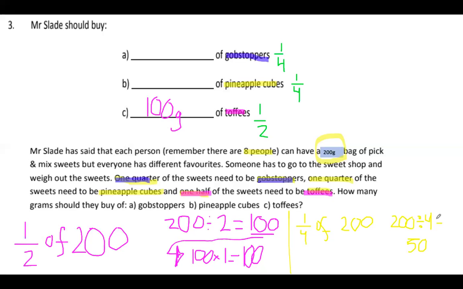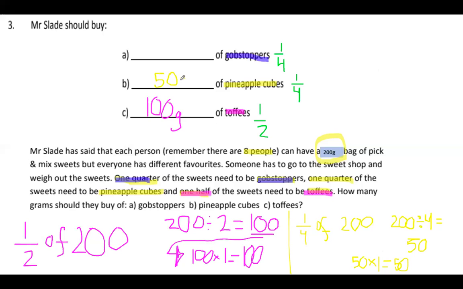Perfect. And then, so WDD, perfect, MN, 50 times my numerator, multiply by numerator, 50 times 1 is equal to 50. So Mr. Slade, for one person, he would need to get 50 grams of pineapple cubes.